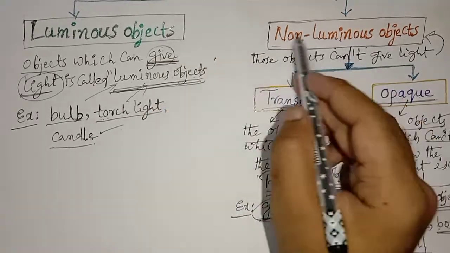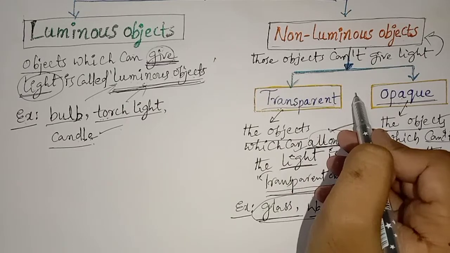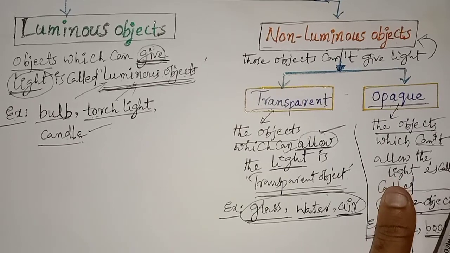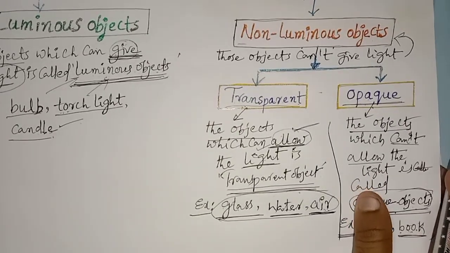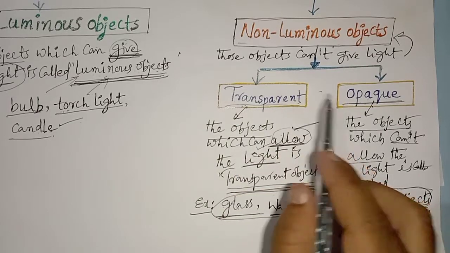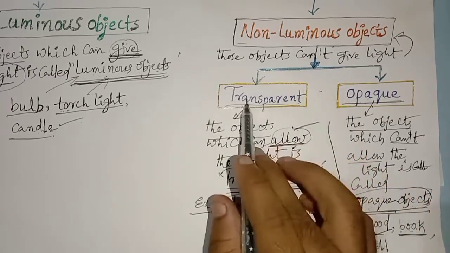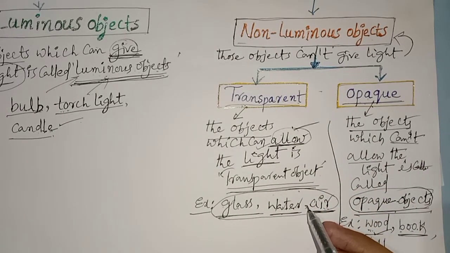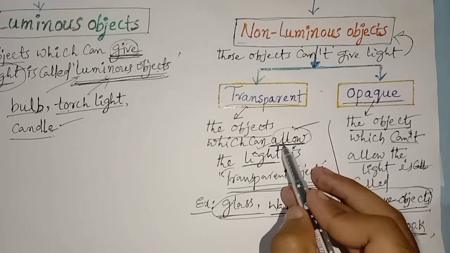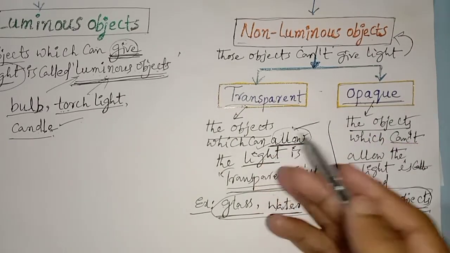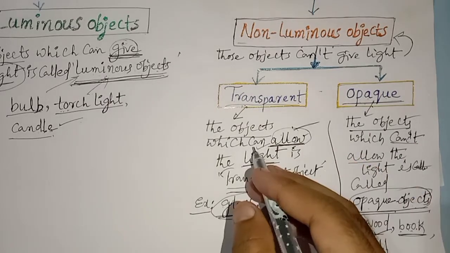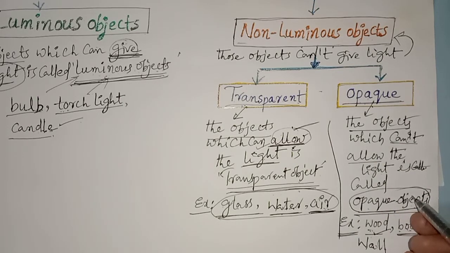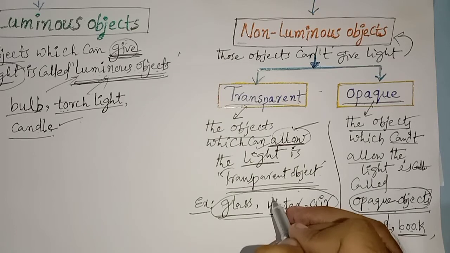So remember, non-luminous objects are generally mainly two types. A third type is also there, translucent, but we are not discussing it here. It is not important to discuss, but you have to understand. You need to remember these main two types: transparent and opaque. And very important, you have to remember the examples and the keywords. Allow. The objects which can allow the light are called transparent objects, and the objects which can't allow the light are called opaque objects. And mainly, you have to remember the examples.